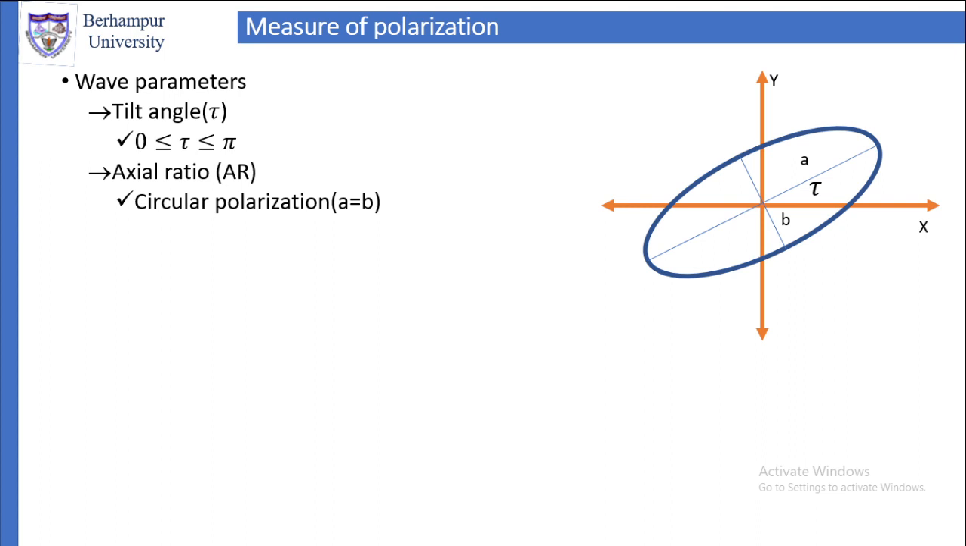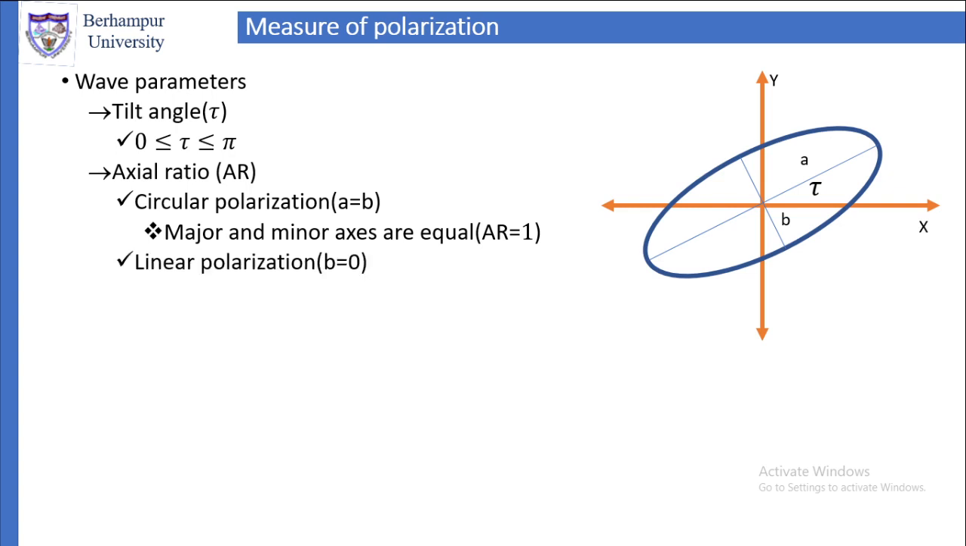The axial ratio, AR, is the second wave parameter. What is the axial ratio? That is the ratio of the major axis and the minor axis. For circular polarization, A is equal to B. Major axis is equal to minor axis. So when major and minor axes are equal, axial ratio is equal to 1, AR is equal to 1. That is one limit on the axial ratio.